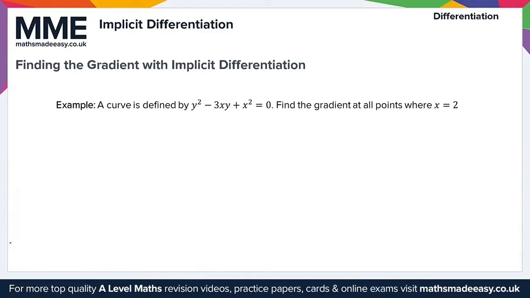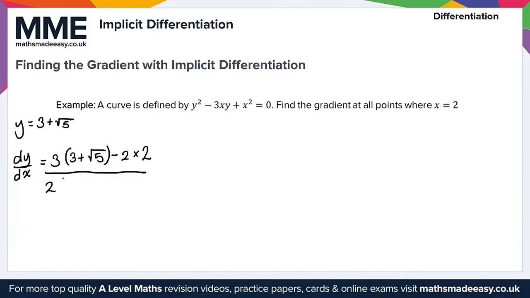So if we carry on now, all we need to do is just substitute the x and y values into dy by dx. So when y is equal to 3 plus root 5, well in that case, dy by dx here is going to be equal to 3 times 3 plus root 5 minus 2 times 2 there. Okay, so minus 2 times 2, and this is all over 2 lots of 3 plus root 5 minus 3 times 2.